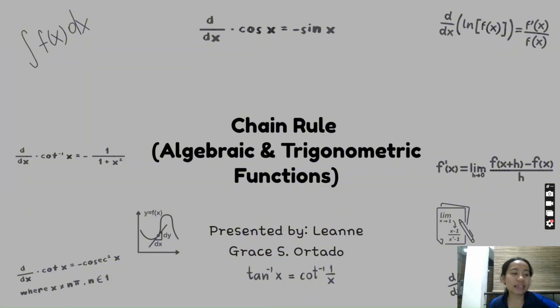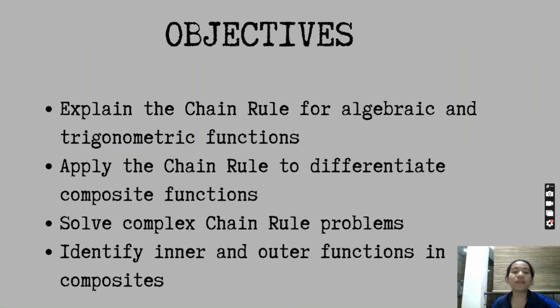And by the end of this lesson, we will be able to understand the chain rule, identify inner and outer functions, and solve complex derivative problems efficiently. Moving forward, we have our objectives, which are to explain the chain rule for algebraic and trigonometric functions, apply the chain rule to differentiate composite functions, solve complex chain rule problems, and identify inner and outer functions in composites.